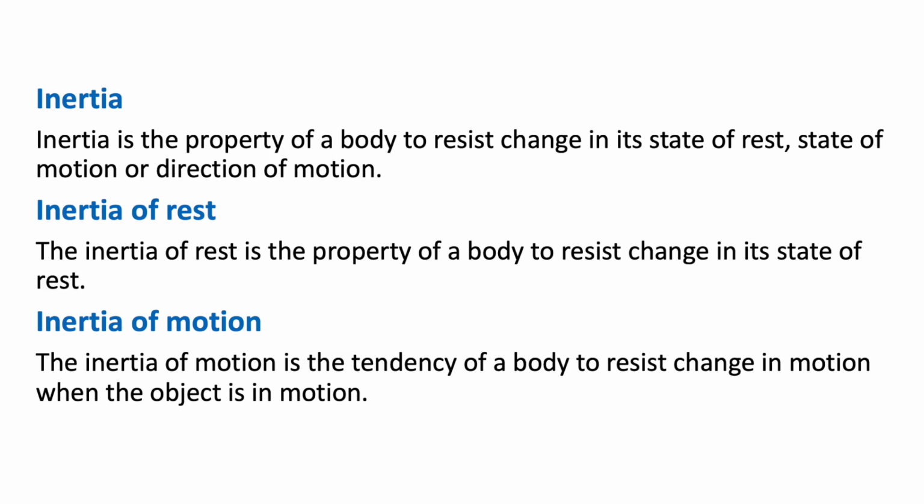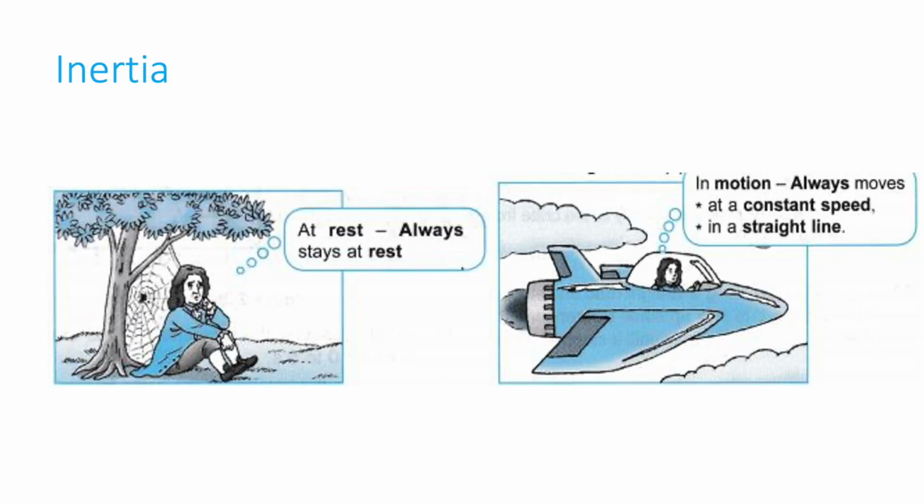Inertia. Inertia is the property of a body to resist change in its state of rest, state of motion, or direction of motion. There are two types of inertia, inertia of rest and inertia of motion. The inertia of rest is the property of a body to resist change in its state of rest. Inertia of motion is the tendency of a body to resist change in motion when the object is already in motion. So, if the object is at rest, it always stays at rest, and if the object is in motion, it always moves at constant speed in a straight line.